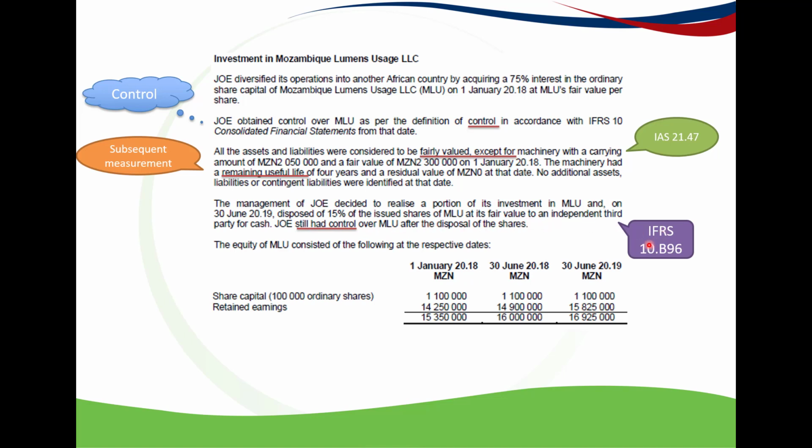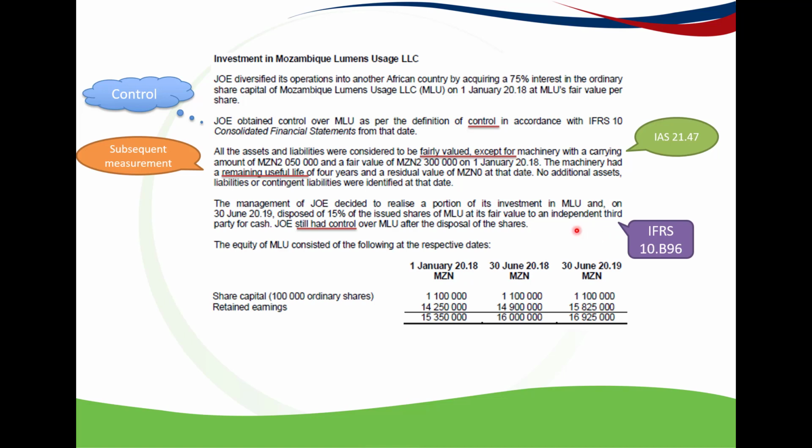IFRS 10 B96 states, when the proportion of the equity held by non-controlling interest changes, like in this case, where it reduces with 15%, an entity shall adjust the carrying amounts of the controlling and non-controlling interests to reflect the changes in their relative interest in the subsidiary. The entity shall recognize directly in equity any difference between the amount by which the non-controlling interests are adjusted and the fair value of the consideration paid or received and attributed to the owners of the parent.